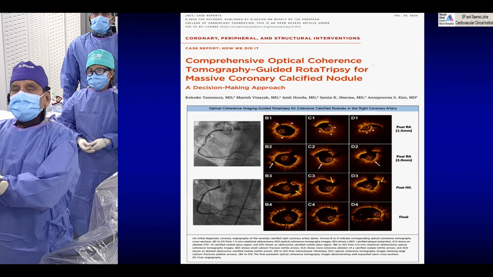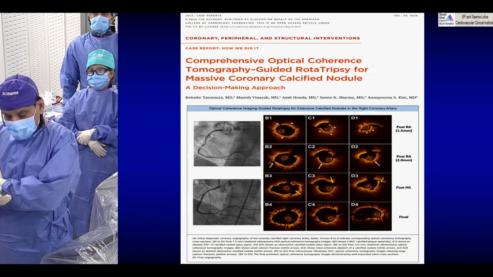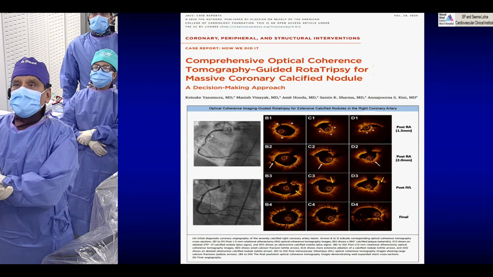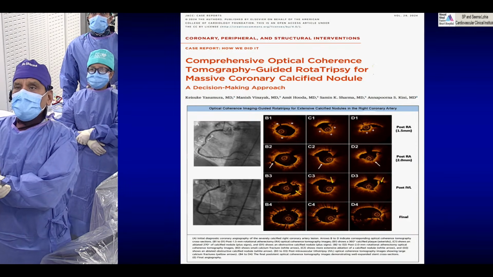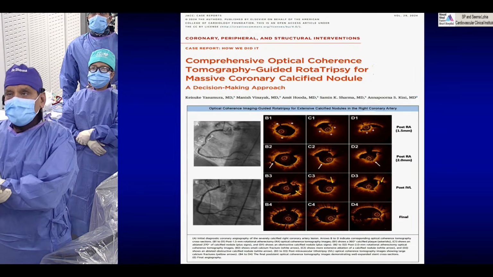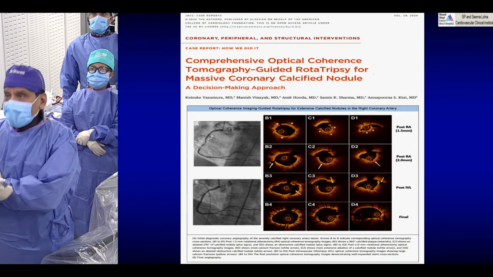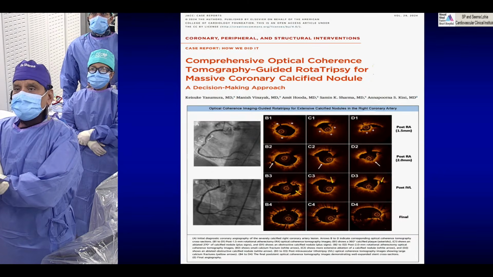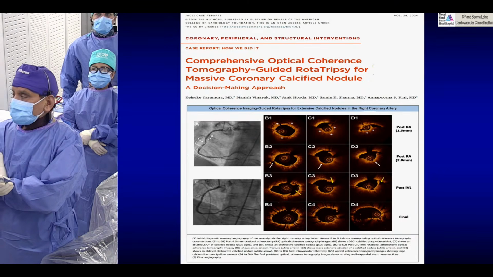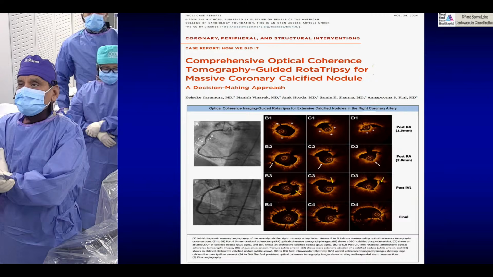And then Kiski published this paper in the JACC case report on what we call a massive coronary calcific nodule, where you use a step-up burr approach and then IVL. This is basically showing Kiski is here. Kiski, do you want to sum up your observation in this paper?